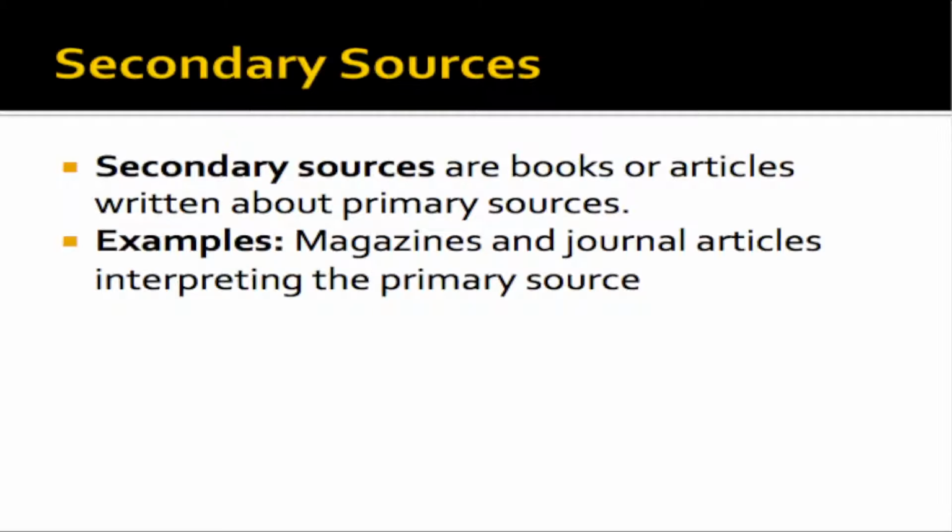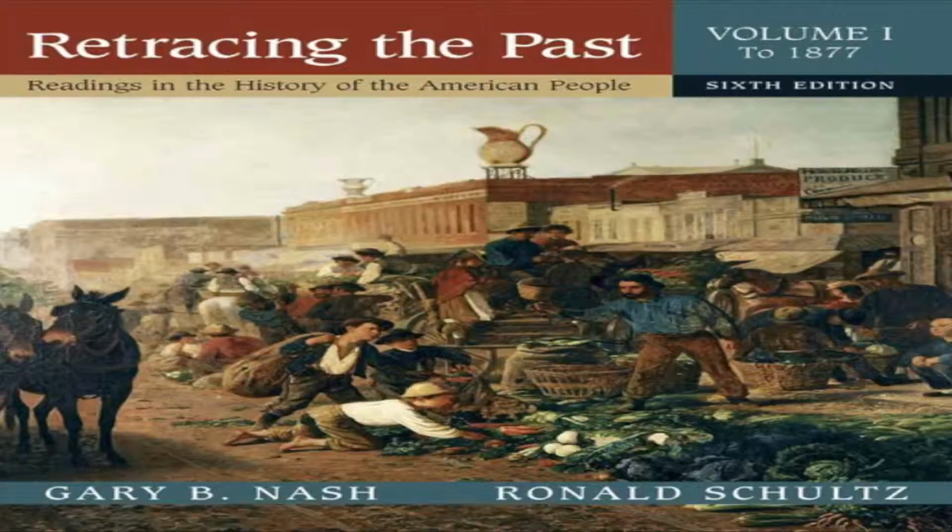Secondary sources. Secondary sources are books or articles written about primary sources. Some examples are magazines and journal articles interpreting the primary source. History books are an example of a secondary source.